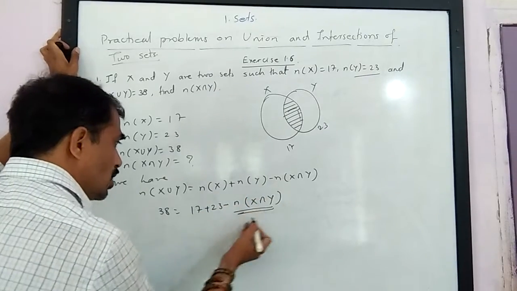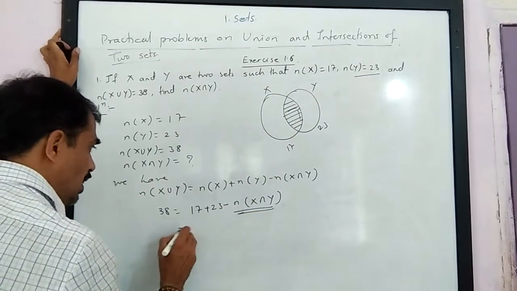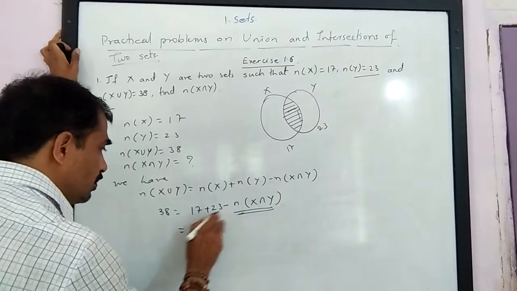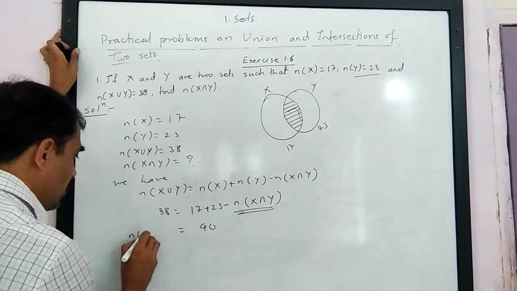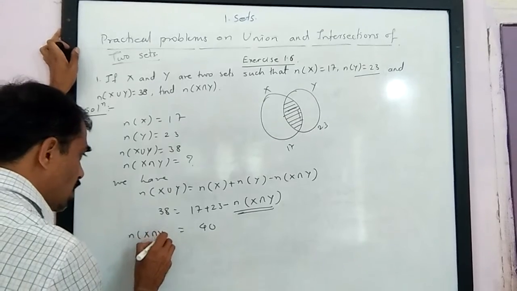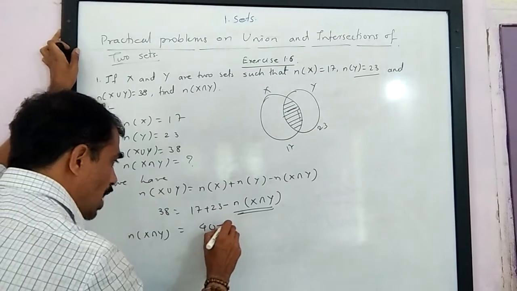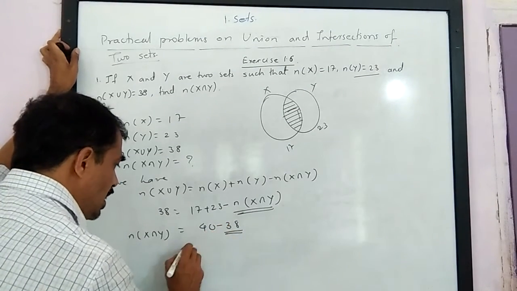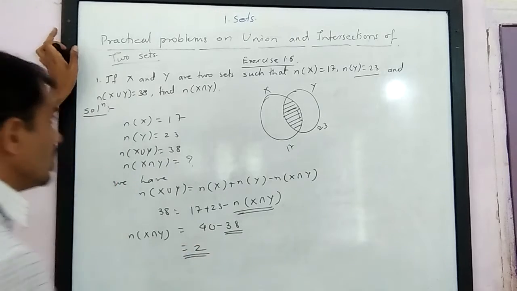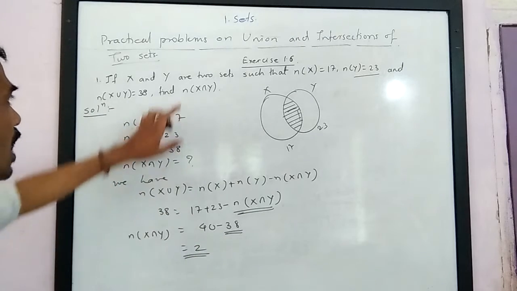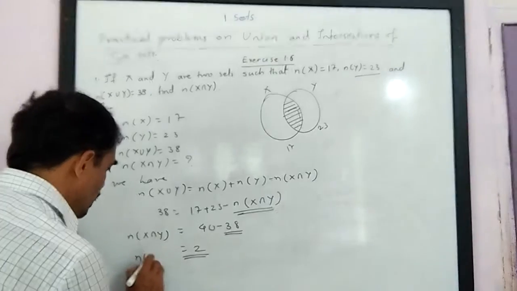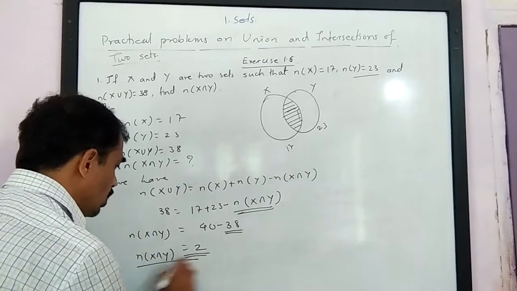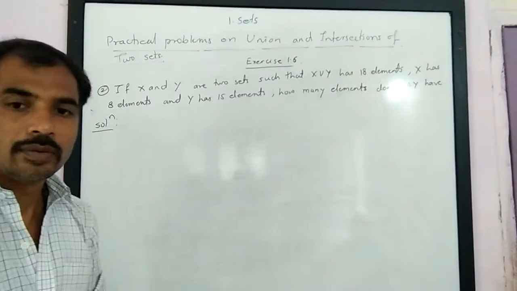It means 38 is equal to 17 plus 23 minus the number of elements in x intersection y. This is not given to us, so let us transpose it to this side. You will get 23 plus 17 is 40. If you transpose this side, you will get the number of elements in x intersection y, and 38, if you transpose it to the other side, will become negative. Please understand, that is equal to 2. It means 2 elements are in x intersection y, so the number of elements in x intersection y is equal to 2, which is the answer.